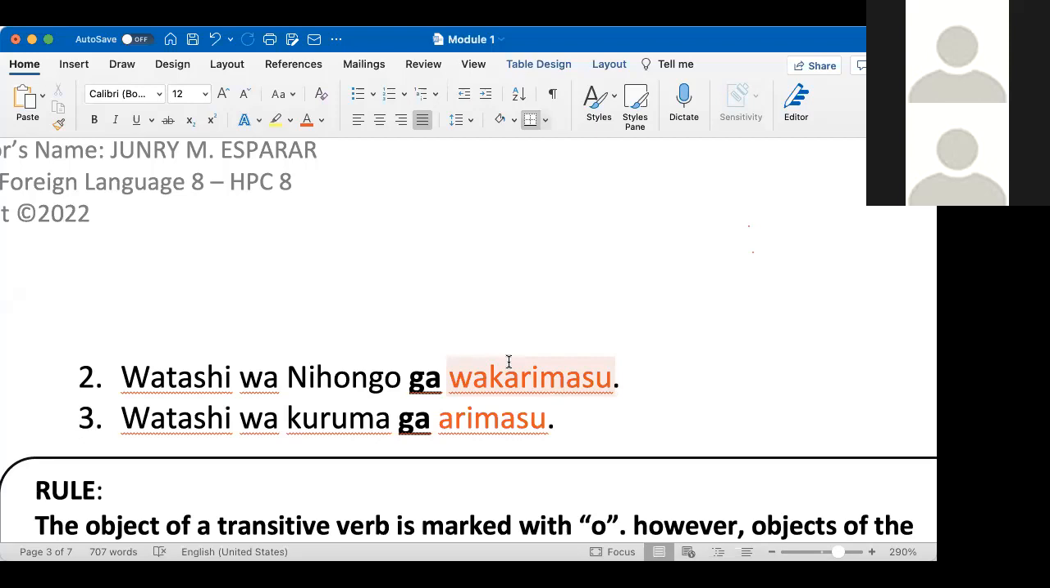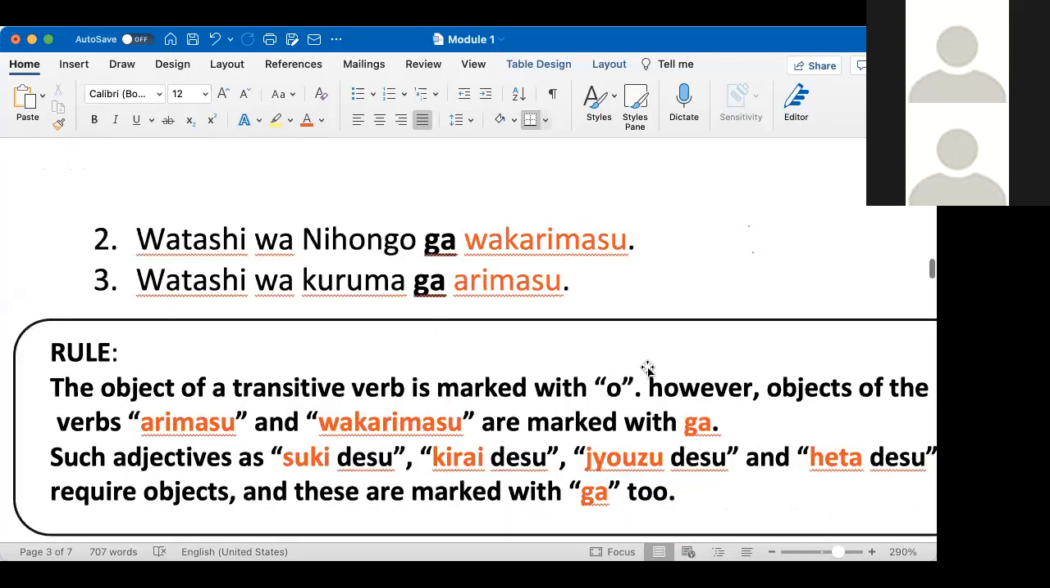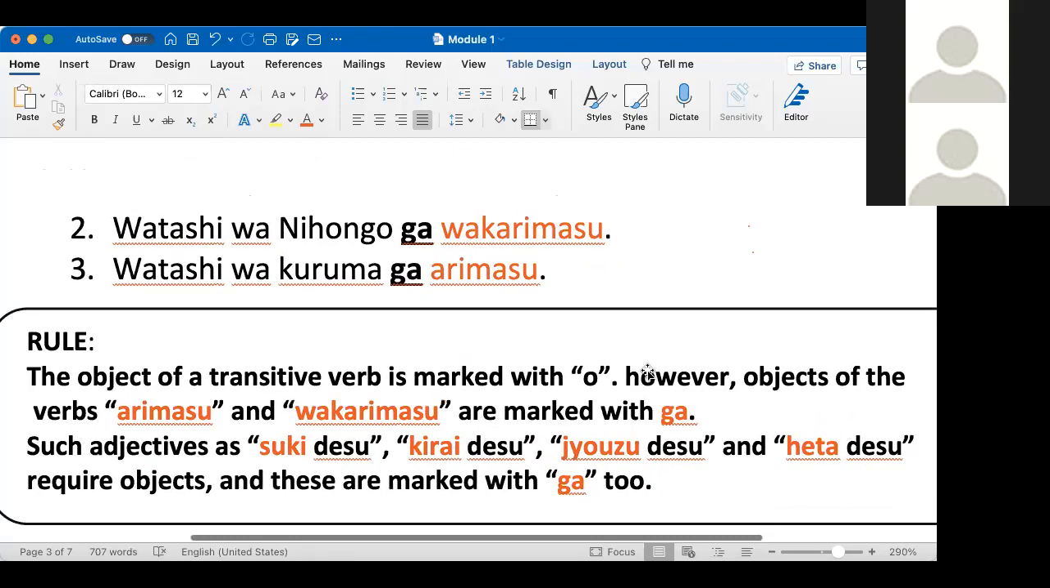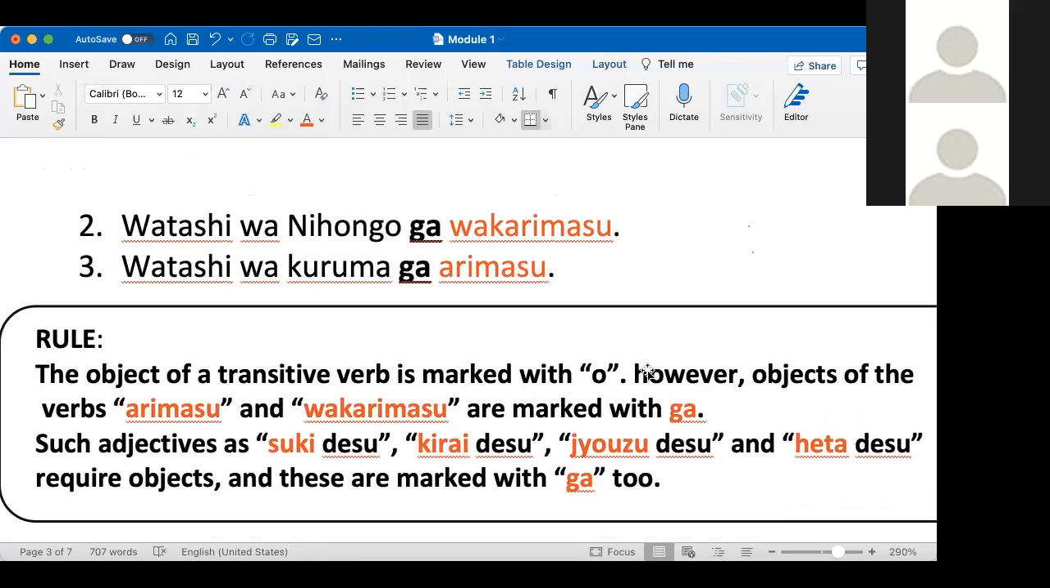Ayan. Meron kang friend. Watashi wa tomodachi ga imasu. Pero pag non-living things, arimasu yung gagamitin natin. So watashi wa kuruma ga arimasu or watashi wa keitai ga arimasu. O watashi wa pasokon ga arimasu. Ayan. Or pag may job ka, may trabaho ka, so pwedeng sabihin din yung arimasu for job, for example.